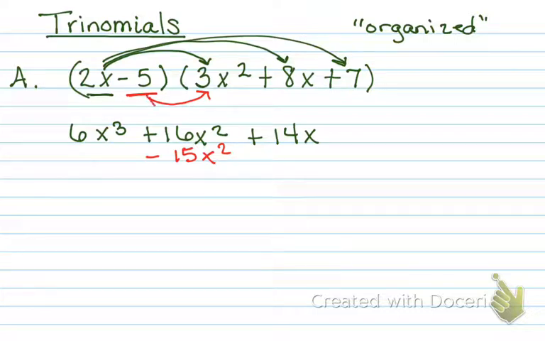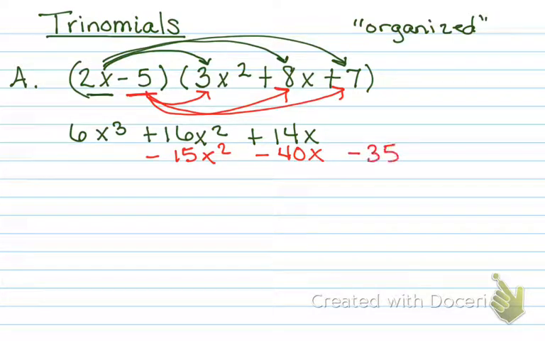Then I'm going to do negative 5 times a positive 8x. So I'm going to end up with a negative 40x. So I'm going to put it under my 14x. Then I have a negative 5 times a positive 7. So I'm going to end up with a negative 35. There's no like term there, so I'm going to have it hanging over to the side. So now I'm going to just add these all together.